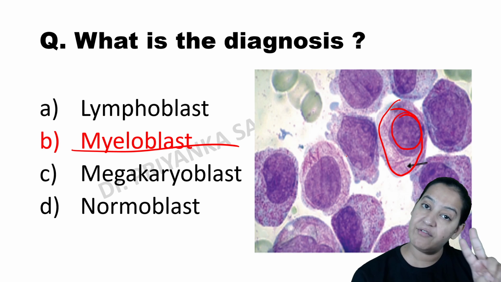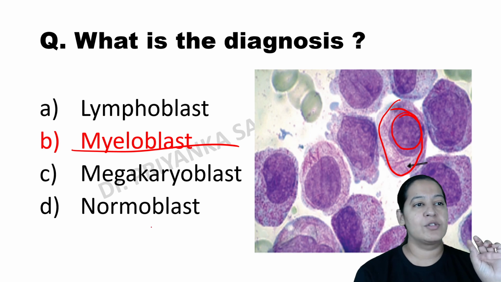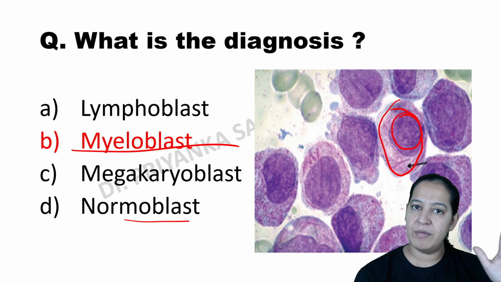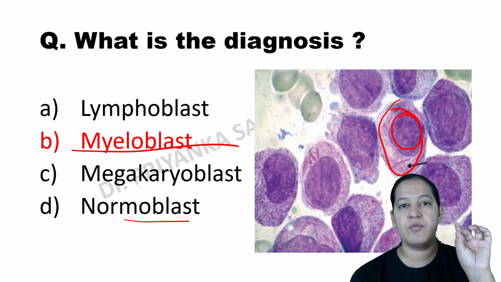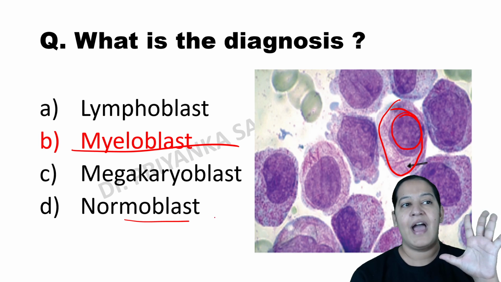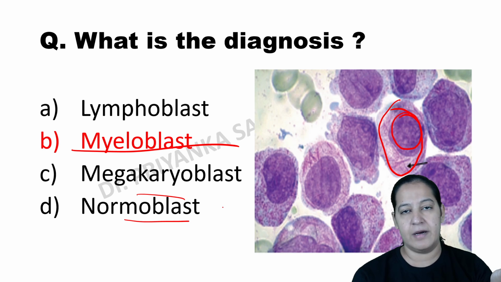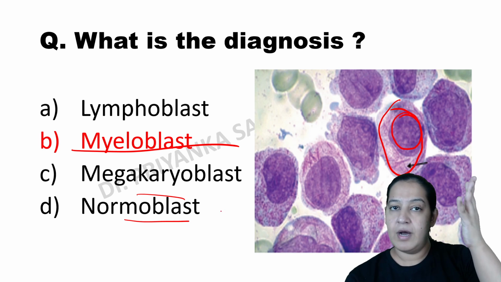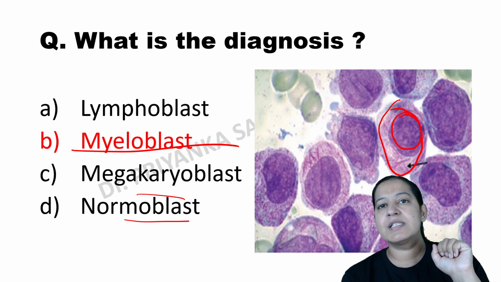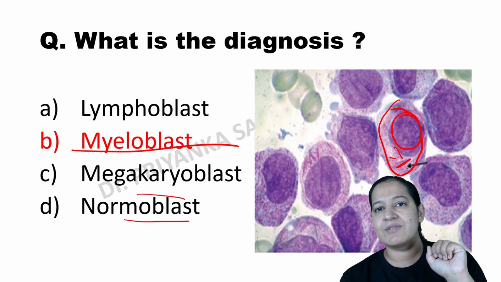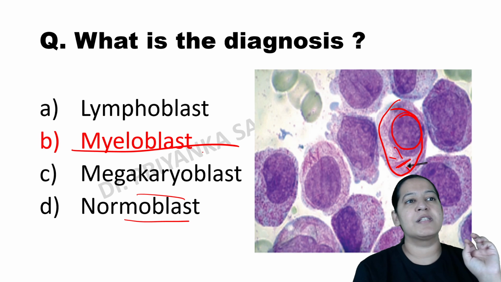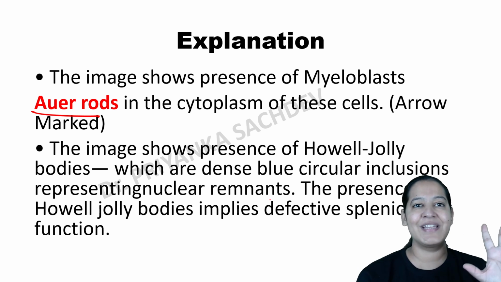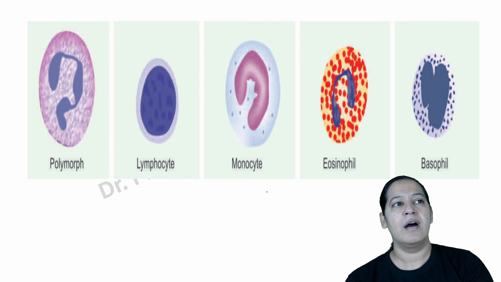From the blast, we have two options, lymphoblast or myeloblast. Normoblast is a normal cell present in the bone marrow during formation of the RBC: early normoblast, intermediate normoblast, and late normoblast. Megakaryoblast is also a normal blast, formed in the bone marrow during the formation of platelets. So it is based on the finding of rod-like structures, that is Auer rods, present in the cytoplasm only in myeloblast and not in any other blast, that you should understand.